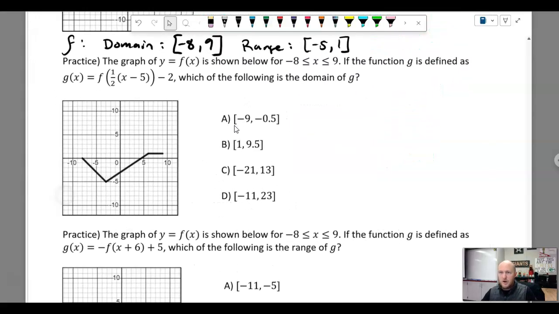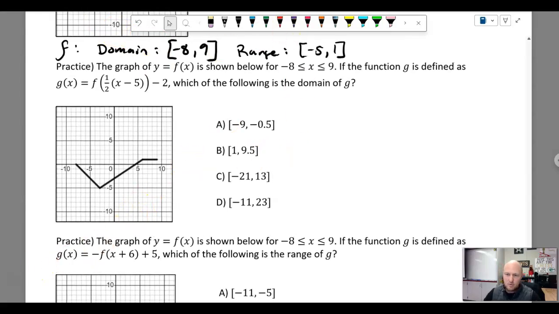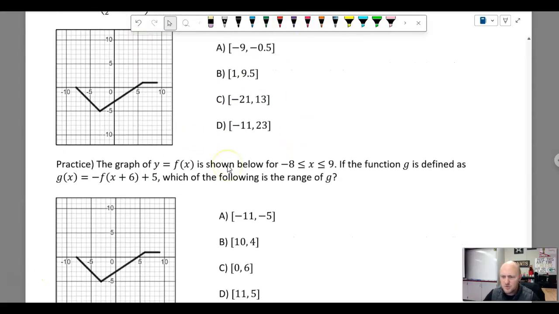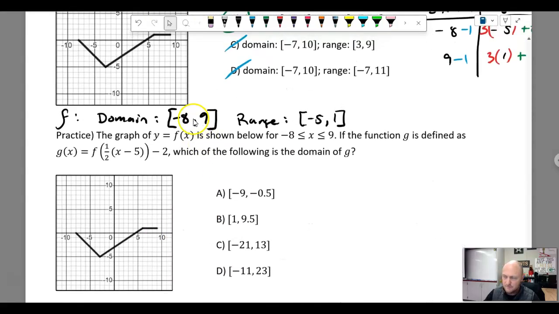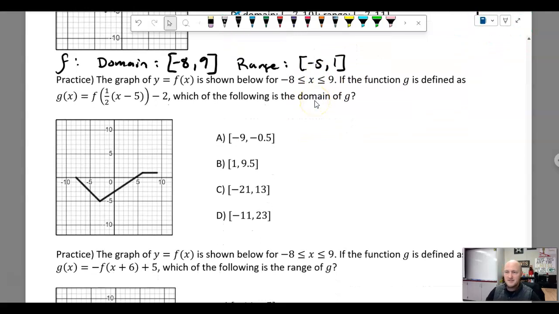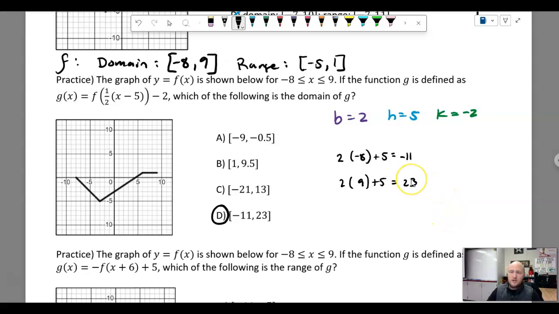So go ahead, pause the video, try this example. Oh, and then I think it's worth noting this is the same exact graph. So the domain and range are there as given, okay? Pause me, try this one. Okay, so for this one, they just wanted domain. So identify your parameters. Your b factor is 2, h is positive 5, k doesn't even matter, and you just multiply, again, bx plus h to the domain, and that gave us negative 11 to 23. Answer D. Did you get it?